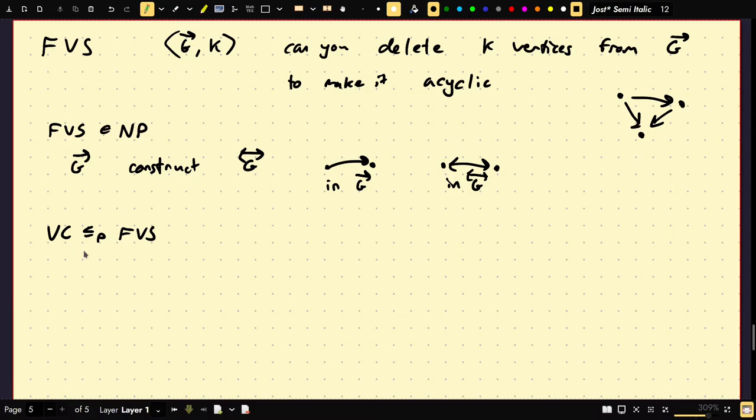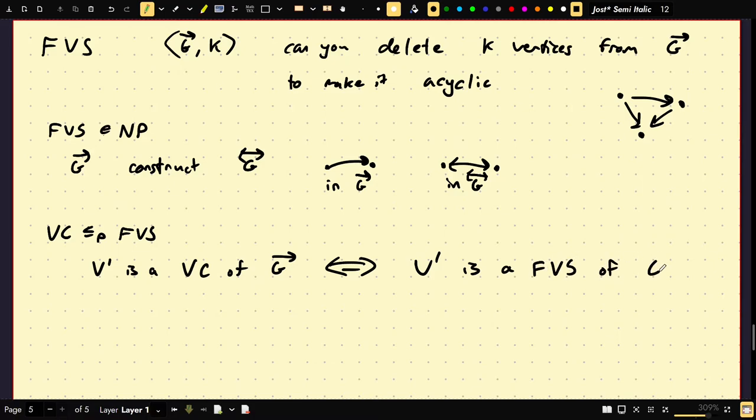So here's the claim. V prime is a vertex cover of the graph if and only if V prime is a feedback vertex set of G double arrow. By the way, this double arrow can be represented as a cycle. You can think of it like this. So this is a cycle of length 2. So let's do this one a little more rigorously. Let's do the forward way first. So assume not, actually.